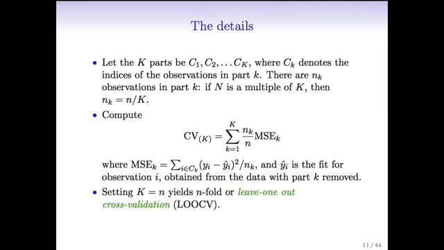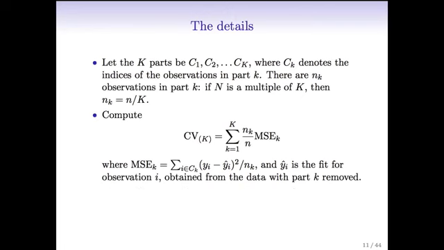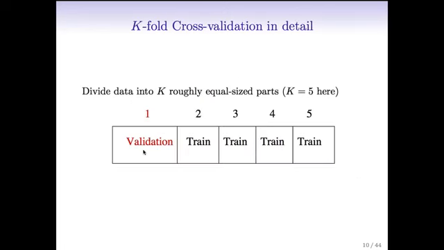A special case of this is leave-one-out cross-validation, where the number of folds is the same as the number of observations. That means in this picture, there would be 1 box per observation, and in leave-one-out cross-validation, each observation by itself gets to play the role of the validation set. The other n-1 are the training set.